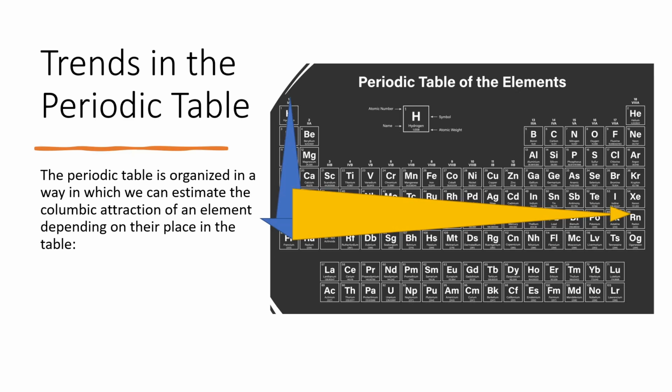So the best way to figure out if something has more Columbic attraction is to see the radius of the atom. If the atom is smaller than the other atom, then you can probably say that it has more Columbic attraction. Of course, there are a few, very few exceptions to this rule, but they are very minute.